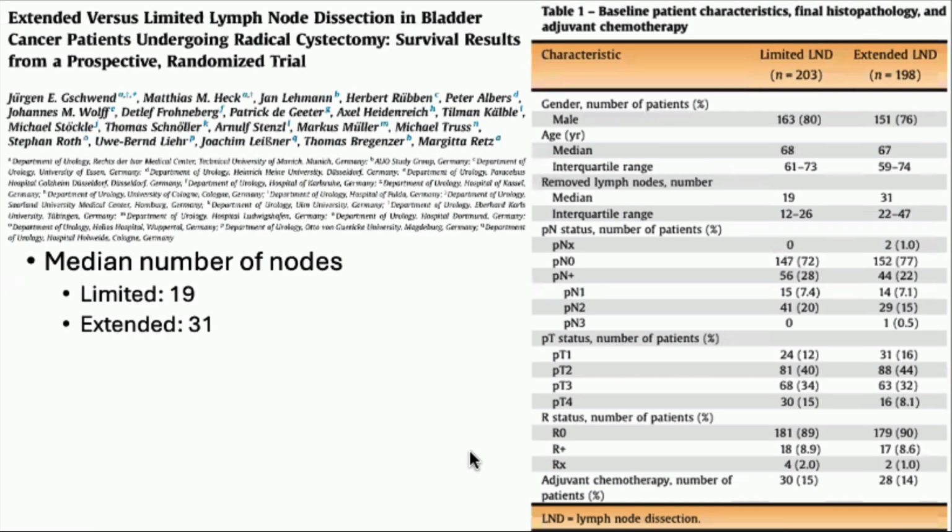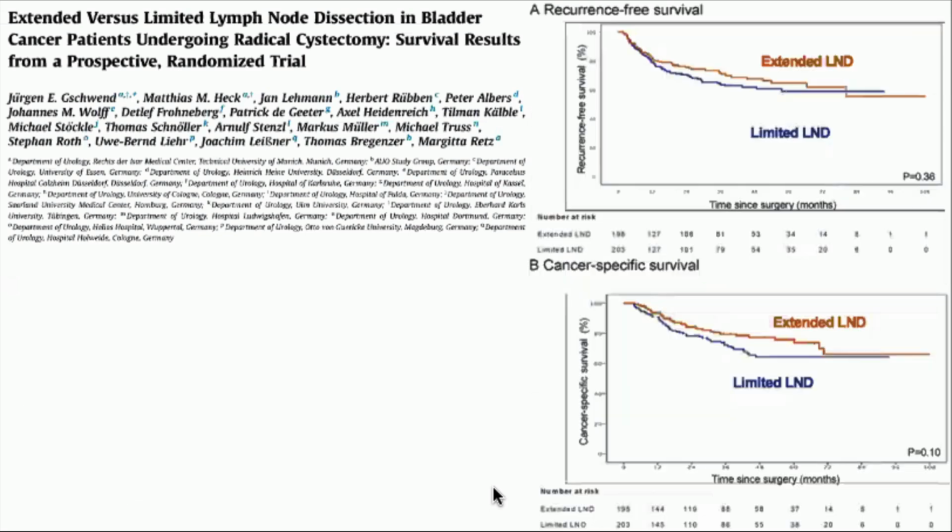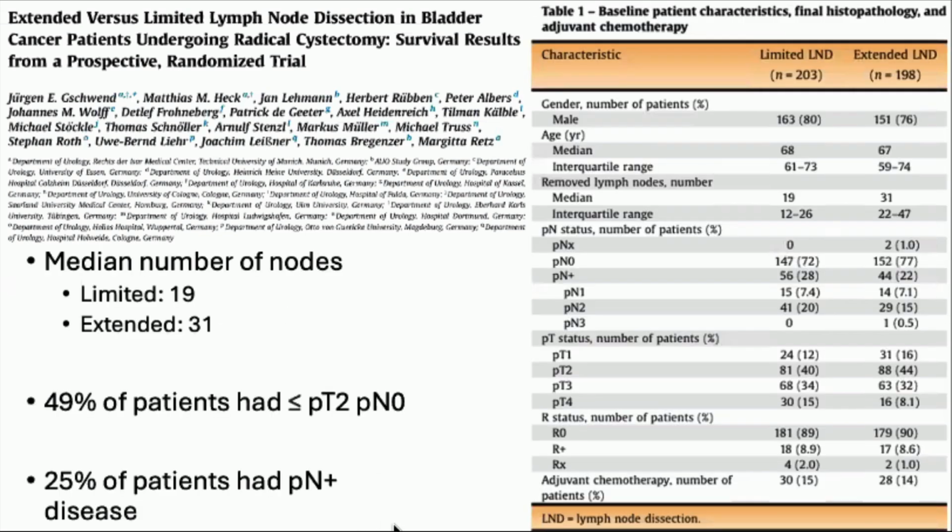The median number of nodes removed was 19 in the limited group and 31 in the extended group. Approximately 49% of patients had pT2 pN0 disease or less, and only 25% of patients had pN-positive disease. Postoperatively, approximately 15 and 14% of patients got adjuvant chemotherapy, and most of those who received it had T3 disease or lymph node positive disease.